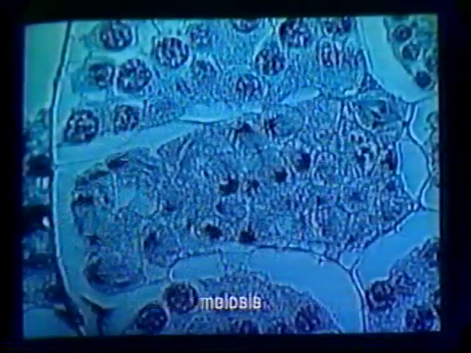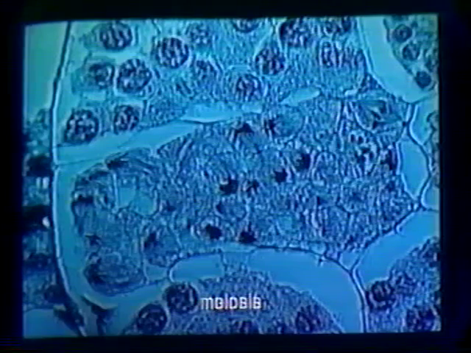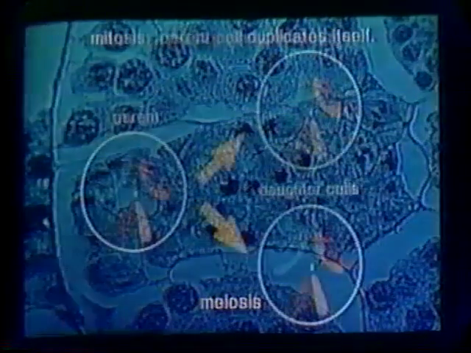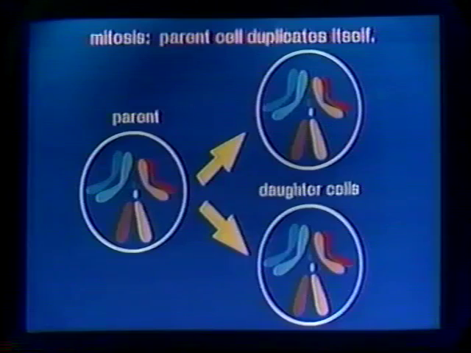These special cells are formed by a special kind of cell division called meiosis. Unfortunately, the name is very much like mitosis, but the process is different. Both mitosis and meiosis are too complex to describe here in detail, but it is important to understand the difference in their results. In mitosis, the parent cell divides once and simply duplicates itself. Each of the 2 so-called daughter cells has all the chromosomes of the parent cell.